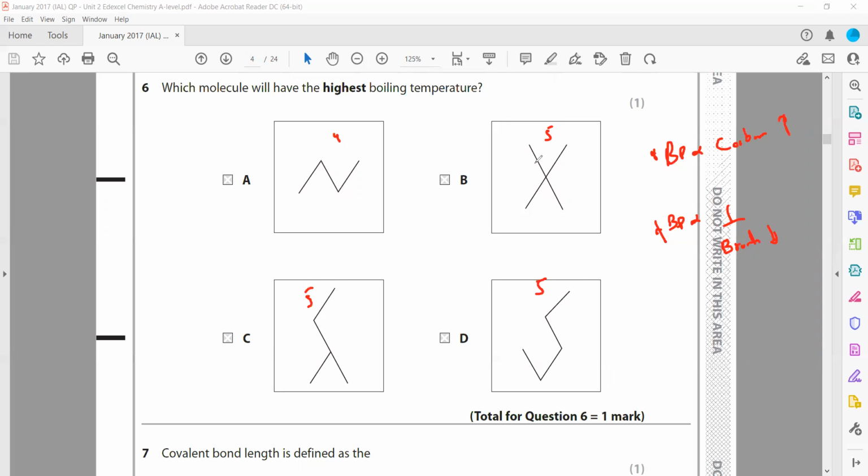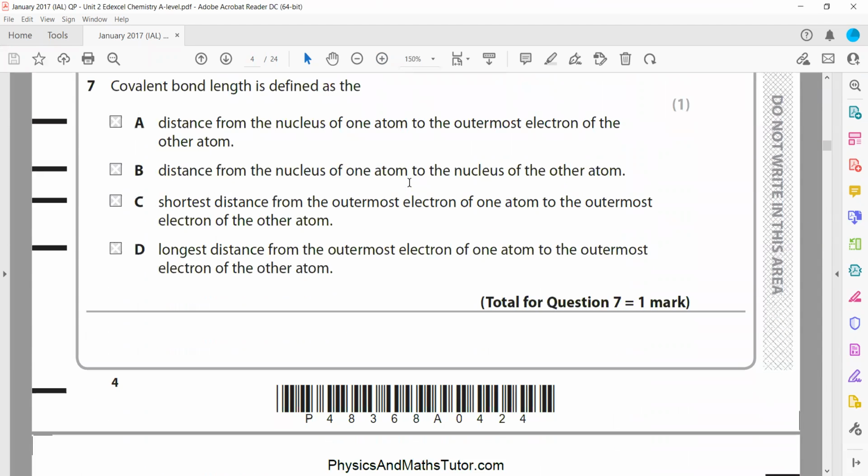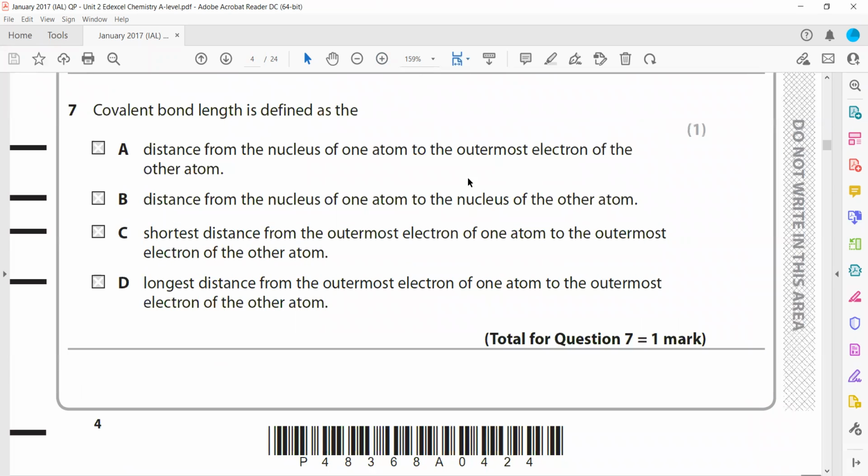But when we check the branches, this one has two branches. This is a chain with one branch, and this is a straight chain that does not have any branch. When there are few or no branches, it will have a large surface area, so it will have the higher boiling point. So the boiling point depends on the number of carbon atoms present. Covalent bond length is defined as, so how do we define the covalent bond length, or length of the bond?